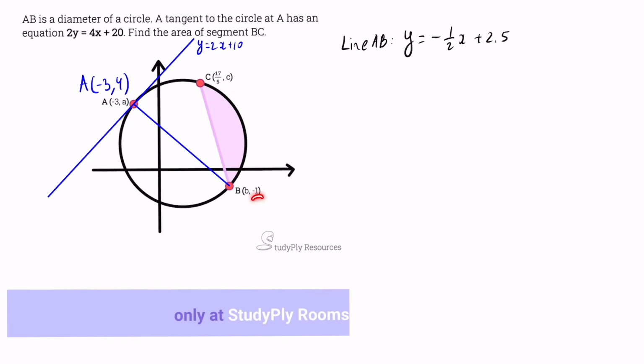Great, now we can figure out the coordinate for B. By simply substituting minus 1 into this y and solving for x, we find that x equals 7. So B has a coordinate of 7, minus 1.